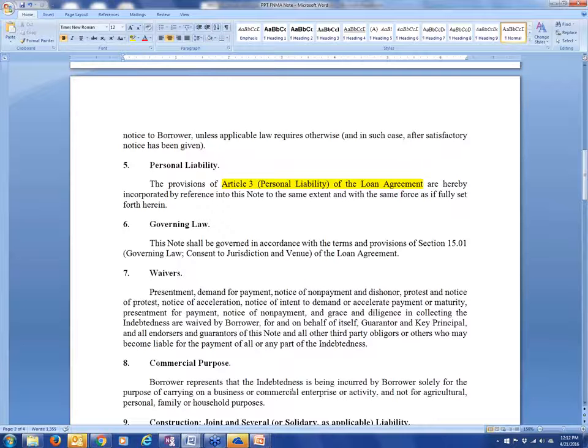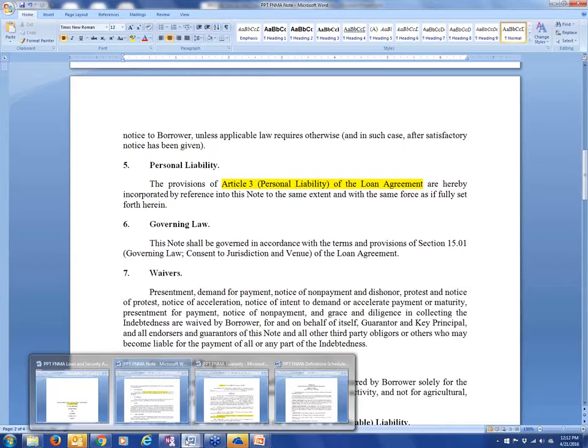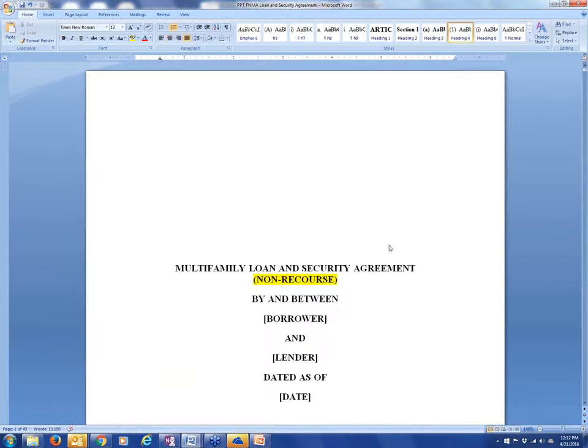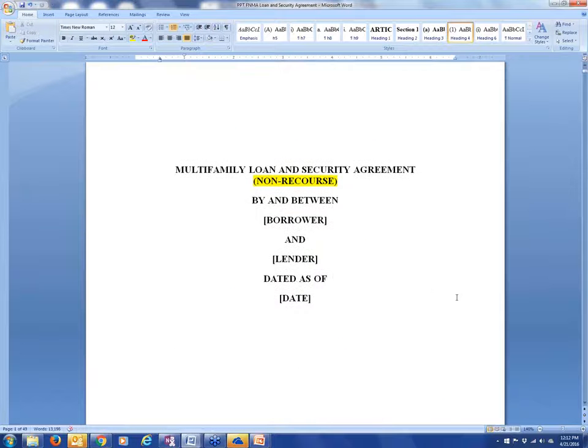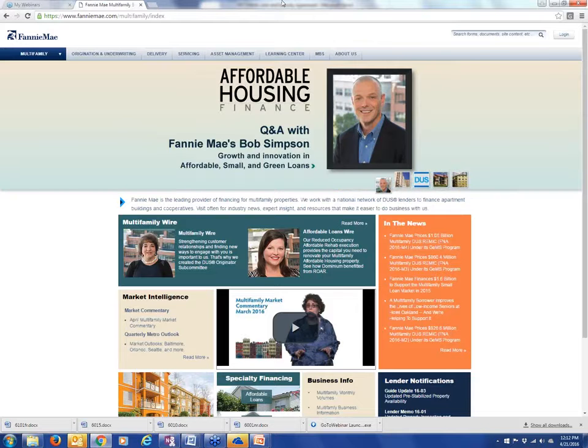Okay, next. So then we have the note, but let's talk about that one particular document that is the governing document, the loan agreement. Here it is right here. It's called a multifamily loan and security agreement, and I chose to show you the non-recourse version. Now, just so you understand, let me show you. Let's see, Fannie Mae, right here.